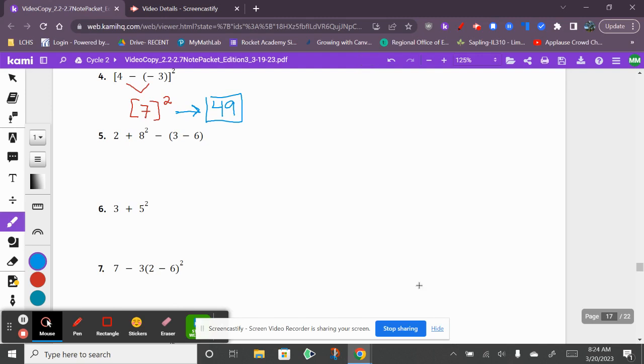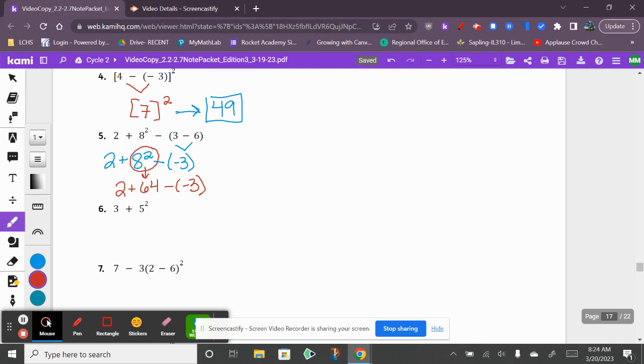In the next one, I'm going to first see if I have any grouping. I do. I have 3 minus 6. So I'm first going to do that. 3 minus 6, I get negative 3. I'm going to put that in parentheses just because it's being subtracted so I can emphasize that. And I'm going to bring down the parts that I haven't used yet. Okay, I don't have any other grouping, so now I'm going to look to see if I have exponents. I do. I have an exponent right there, so I can apply that next. So this would be 2 plus 64 minus negative 3.